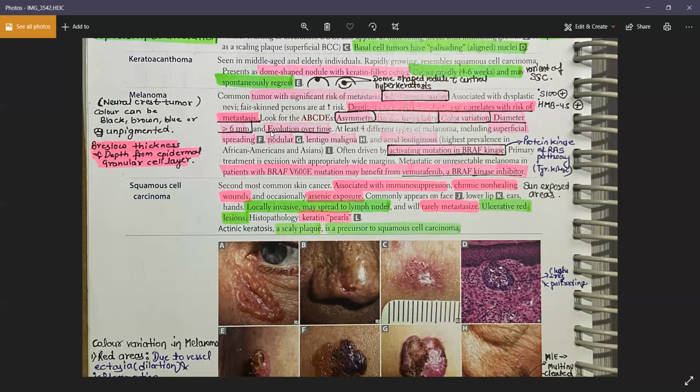They always give you this history, right? They will tell you that the mass seems like it is growing with time, right? So it is very important. So these are the 5 features which you must remember for the melanoma.